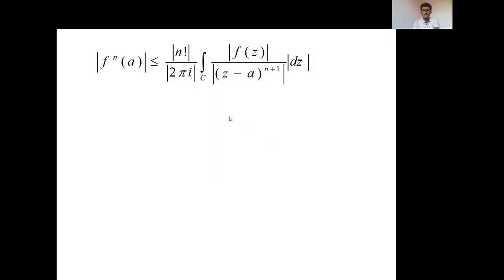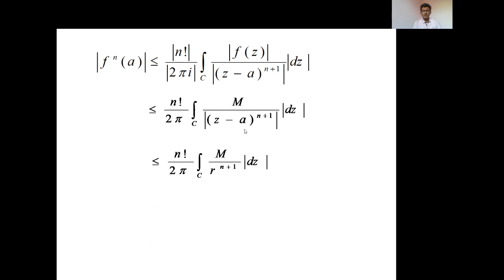Therefore, modulus of f of z is less than or equal to M. Given that modulus of f of z is less than or equal to M, I use this bound: n factorial divided by 2 pi into integration over C of M divided by modulus of z minus a whole power n plus 1. But we already know that z is any point on a circle with center at z equal to a and radius r.